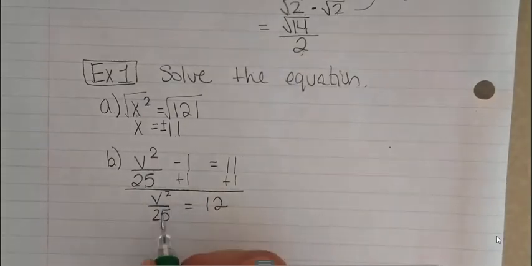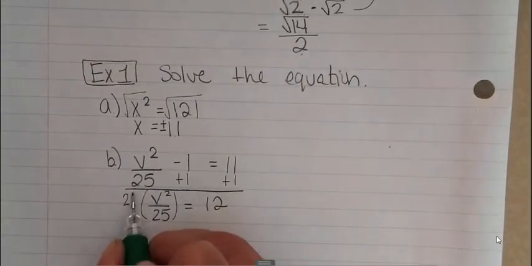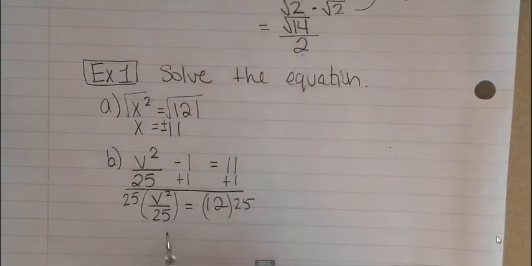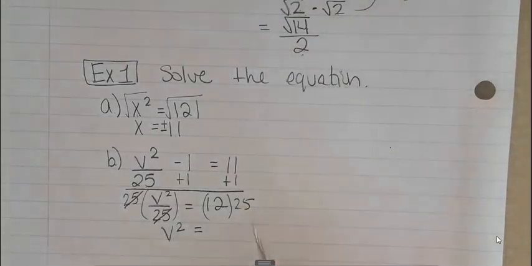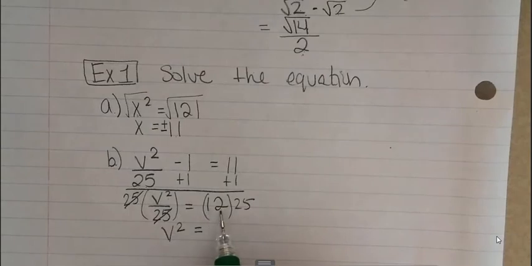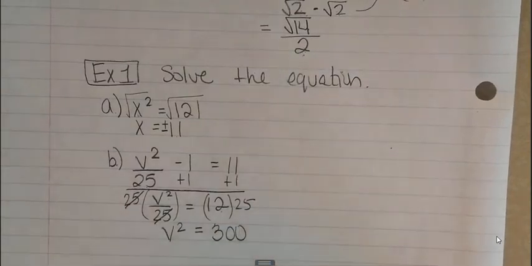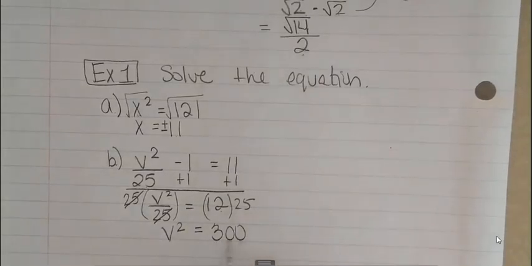Now I need to get v squared by itself, so I'm going to undo this division. So 12 times 25, well, let's see. 25 times 10 would be 250, plus another 2 25s. I think that's 300. So that's one way of going about it. But another way, and a lot of you like to do that, and that would be great if this was a perfect square, but it's not a perfect square. So it might be easier for me to leave it in this form and work with it that way.